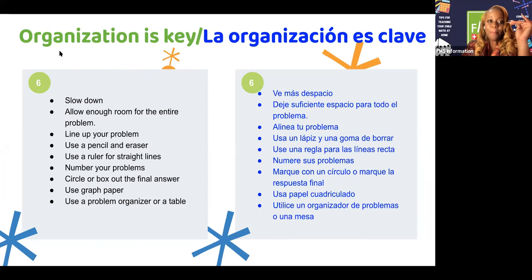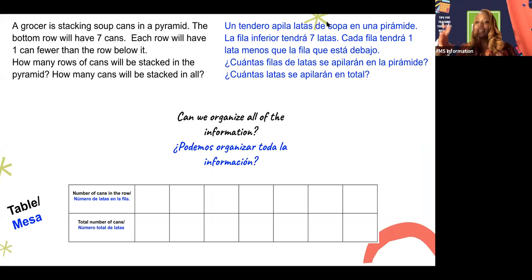Now, step number 6, organization is key. What if I told you that instead of drawing a diagram and counting out, what if I asked you to put this in a table? And tables help your child organize information.